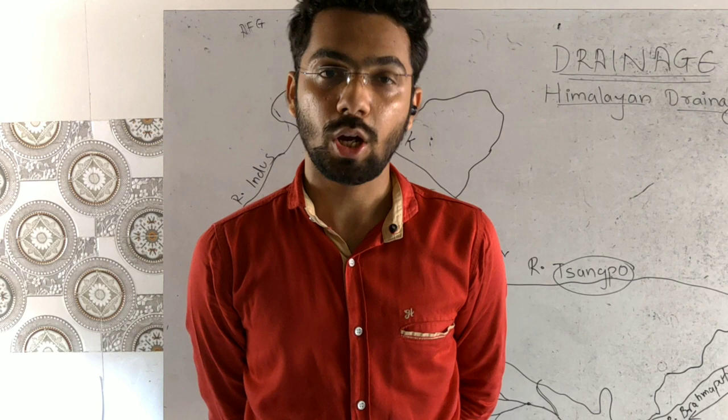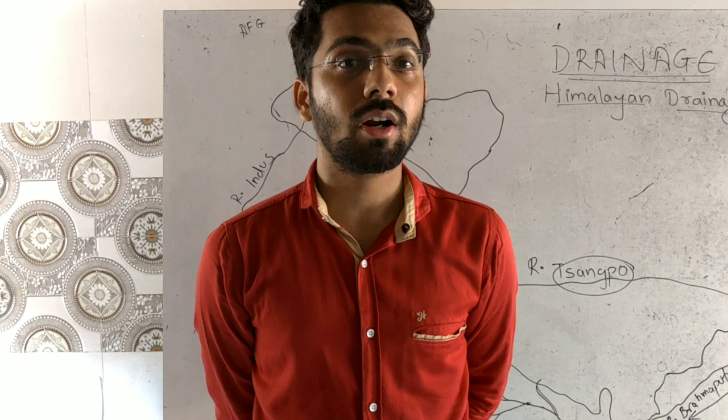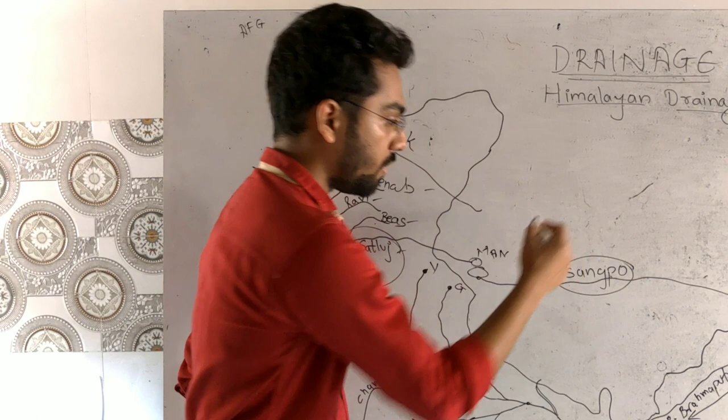The major river meeting the Bay of Bengal is river Ganga. Ganga has two major tributaries, river Yamuna and river Brahmaputra. Brahmaputra river has three different names. I will make you understand which three different names. While the river Brahmaputra is flowing through the Himalaya, it is known as river Sangpo.